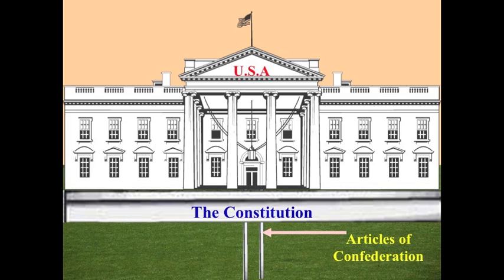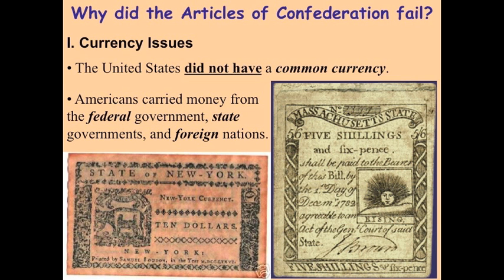On the flip side, when we have the Constitution, when we finally get around to writing it, it's like that bottom foundation. It's across the entire White House and it's thick, which means that it was a lot stronger than the Articles of Confederation. So let's figure out some of the weaknesses in the Articles of Confederation.